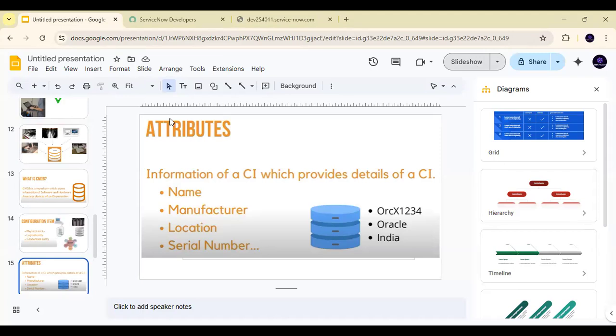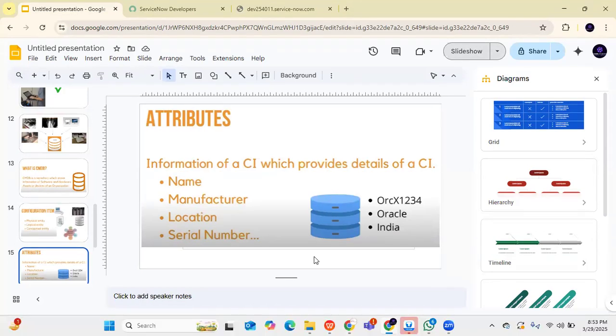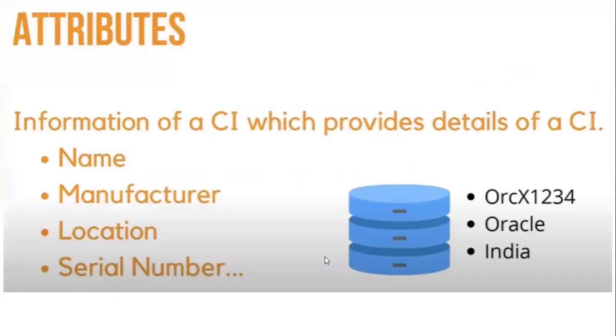So there are different types of attributes. Let me explain how our ServiceNow CMDB CI table looks like. For a CI, you can have the name of the CI, and the name is a unique thing. Manufacturer can be the same for two or three CIs. Location can be the same, but the serial number, asset tag, and name should be unique.